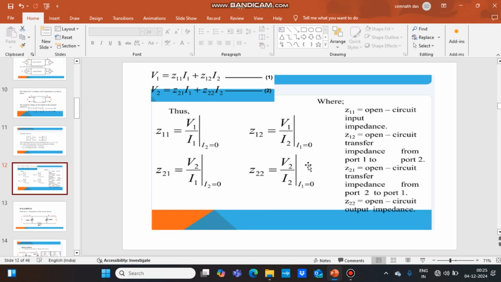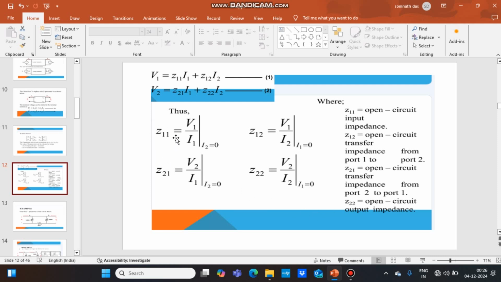When the input port is open circuited, I1 becomes 0. If I1 equal to 0, then we get the values of Z12 and Z22. All these values we get by using equation 1 and equation 2. Here Z11 is known as the open circuit input impedance. Z12 is known as the open circuit transfer impedance. Z21 is known as the open circuit transfer impedance. Z22 is known as the open circuit output impedance.